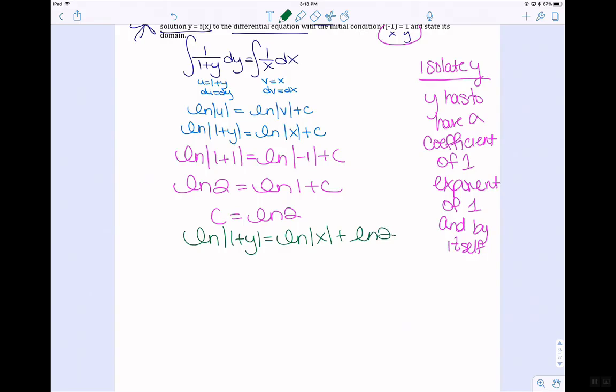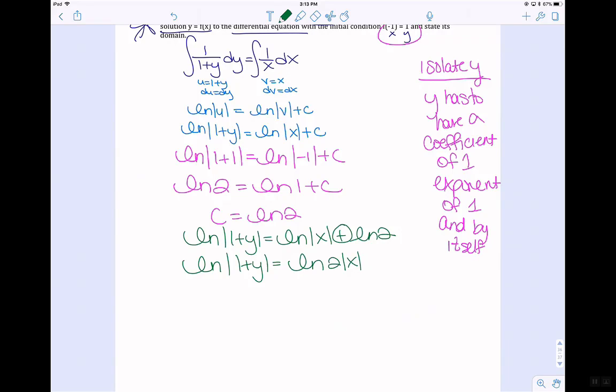So now I have ln absolute value of 1 plus y is equal to ln absolute value of x plus the ln of 2. Properties of logarithms would tell me that this addition symbol here means that I multiply. So ln absolute value of 1 plus y is equal to, sorry, not 2, ln times 2, ln of 2 times the absolute value of x.